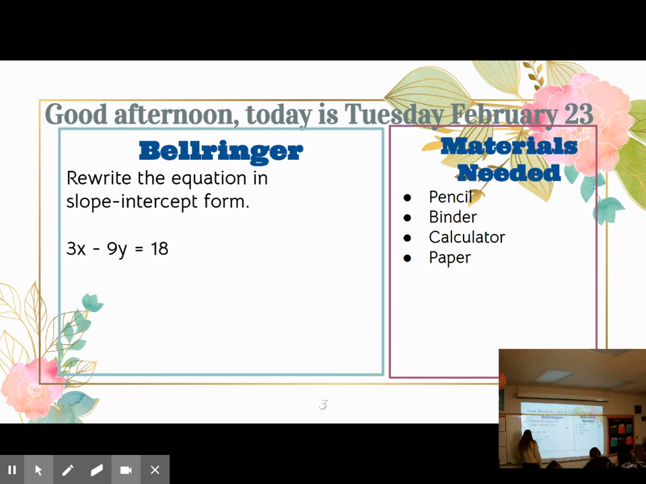All right, go ahead. Okay, so you have to get the y by itself, so you carry the x to the side, you make that a negative, and then you divide everything by the y, and then you get y equals 3 over 9x minus 2, or y equals 0.3.